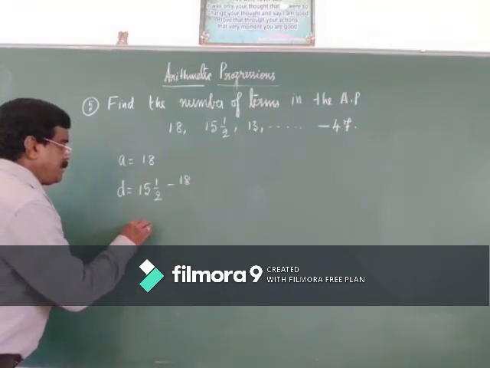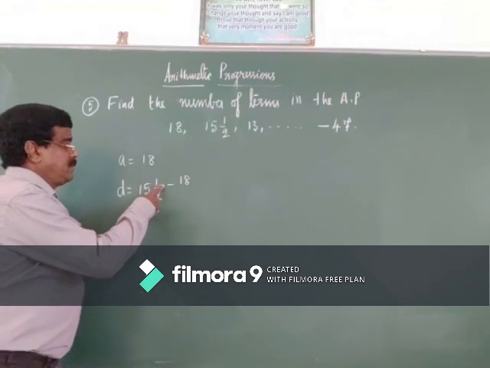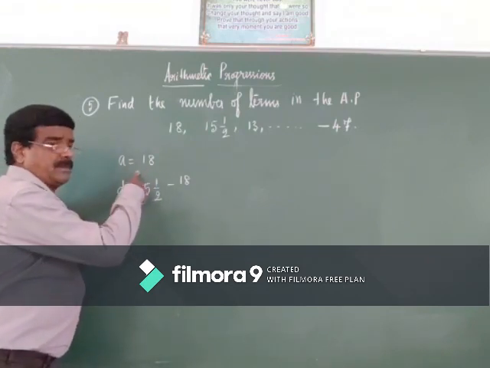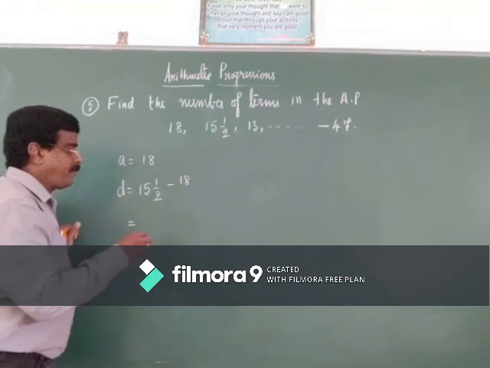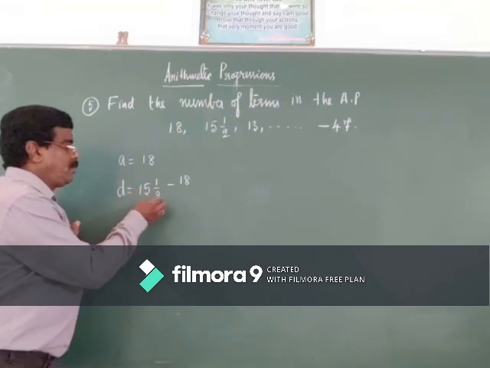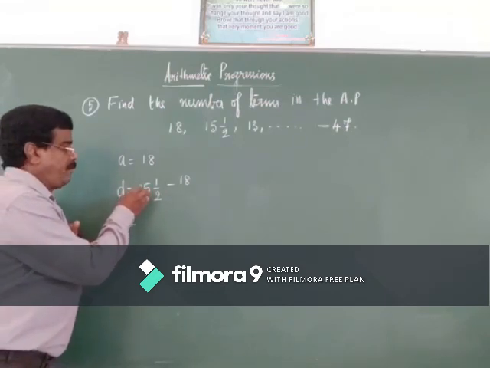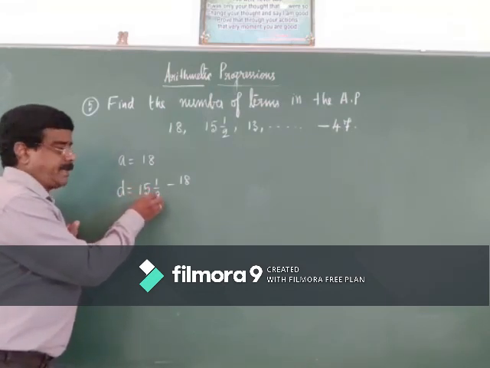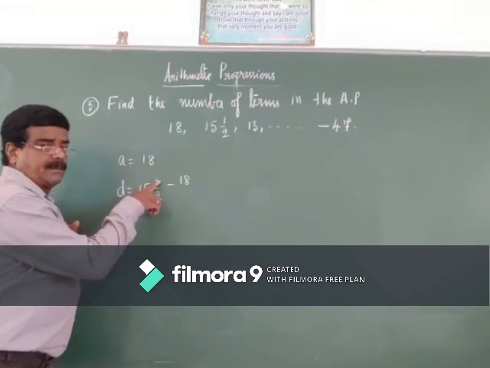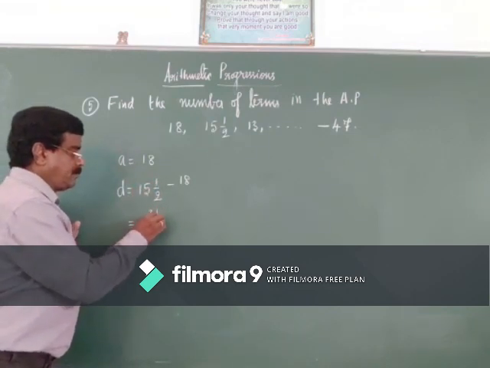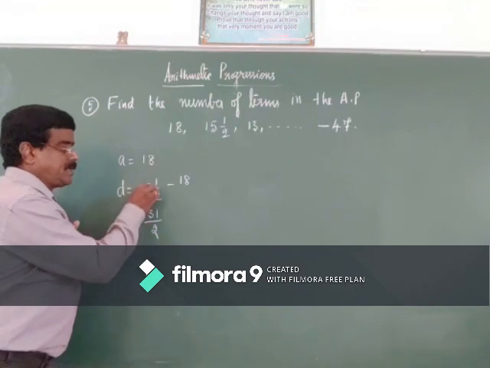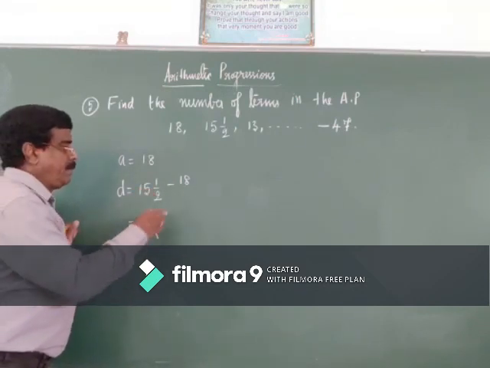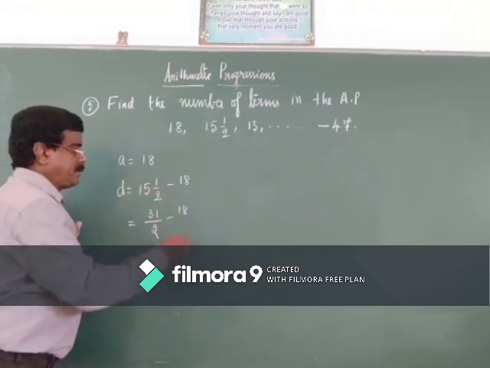It means again this mixed fraction should be converted to an improper fraction. 15 into 2 is 30. Then add this one, it is 31 by 2. It is just conversion of a mixed fraction to an improper fraction. Minus 18, hold as it is.